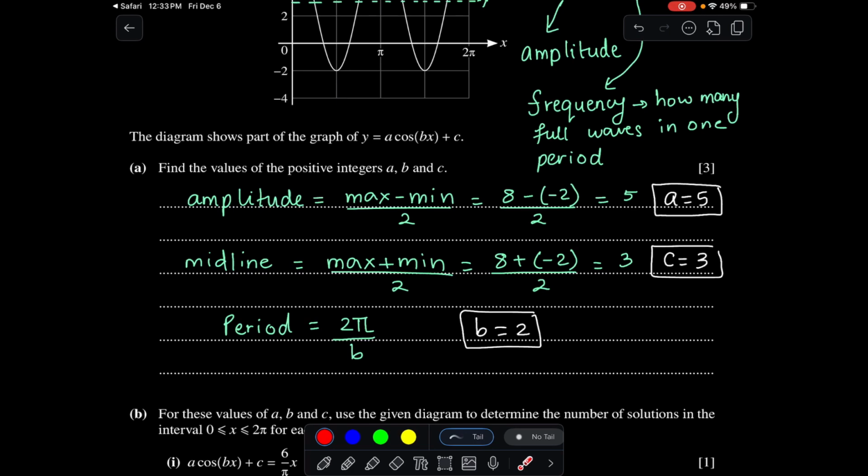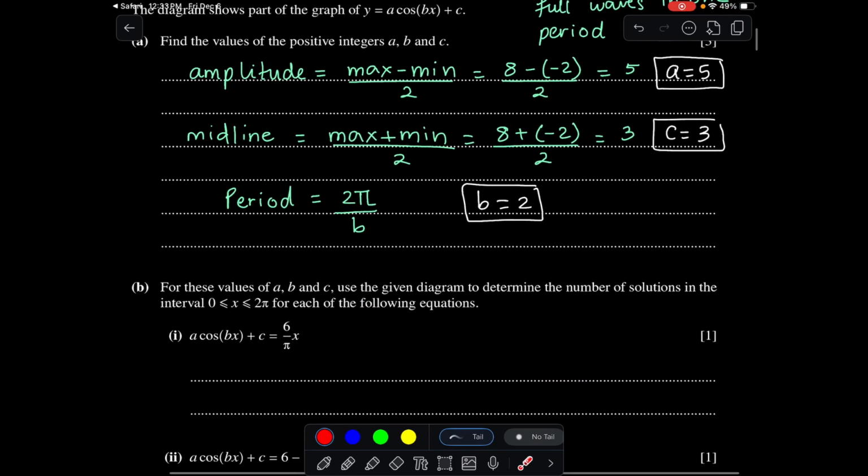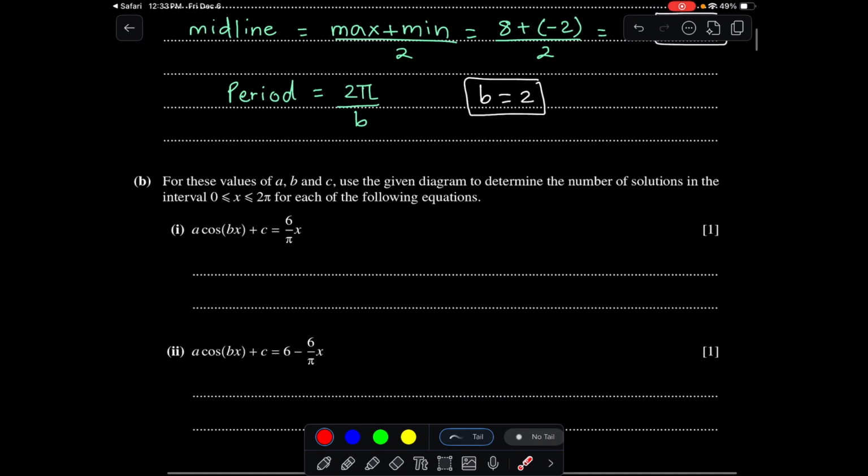Now part B of the same question is: for the values a, b and c, use the given diagram to determine the number of solutions in the interval 0 to 2 pi for each of the following equations. So we have a cos bx plus c is equal to 6 over pi x. It means that this is your gradient. So what is the gradient over here? The gradient is 6 over pi.